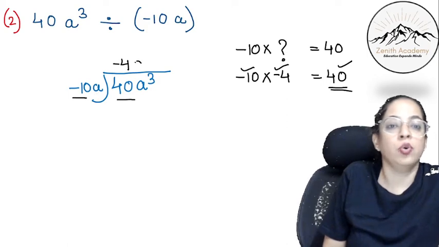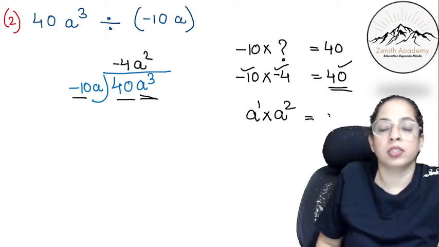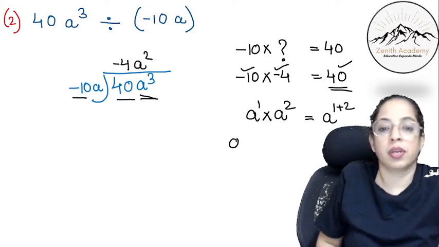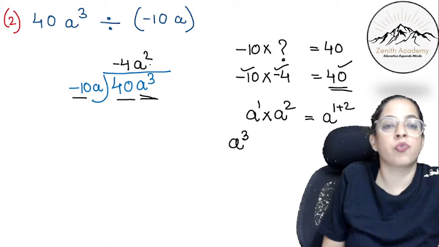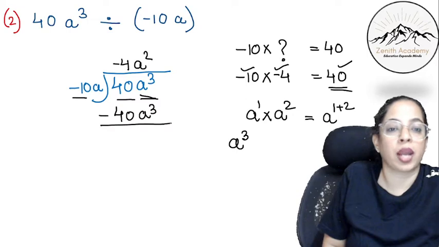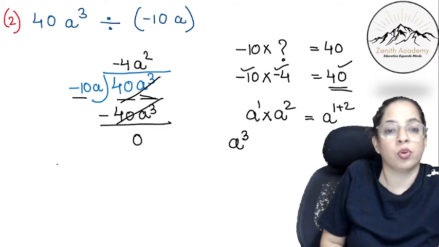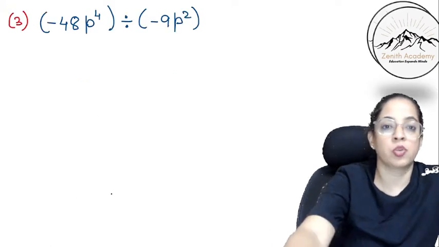So, minus 10 into minus 4 will give you 40. Now, a into a square will give you a cube. See here, a means a to the power 1. So when it is multiplication, the exponents get added. So it becomes a raised to power 3. Clear? So minus 10a into minus 4a square gives you 40a cube. Now since this has to be subtracted, positive 40a cube minus 40a cube, the remainder is 0. So we have the quotient as minus 4a square and the remainder is 0. Let's do the next question.